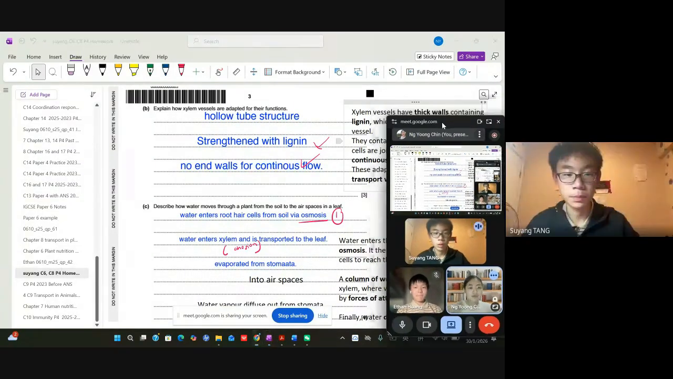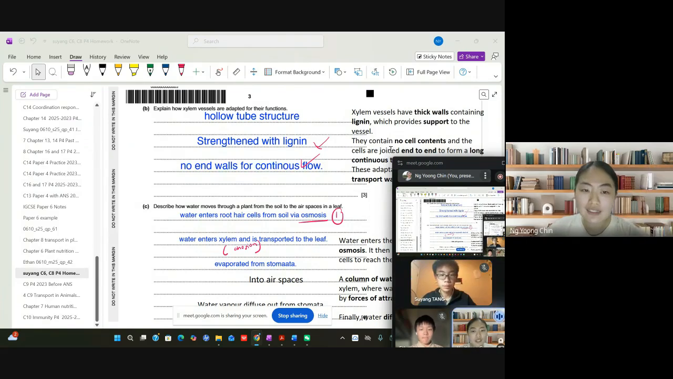Yes. Okay, whenever the question asks you to explain how something is adapted for its function, that's why your answer says strengthened with lignin. Yes, it's correct, but there's no description other than that. You should write your description. For example, xylem vessels are strengthened with lignin to provide mechanical support to the plant.